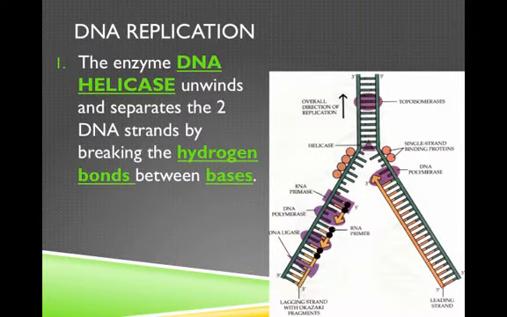So DNA replication has some steps. The first step is that the enzyme DNA helicase unwinds and separates the two strands by breaking hydrogen bonds between bases. Remember that anything that ends in ase is an enzyme, and enzymes speed up reactions. So without DNA helicase, this process would take a very long time.